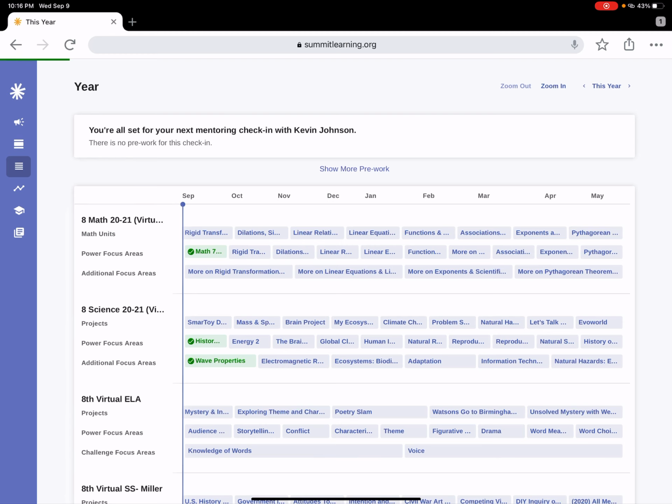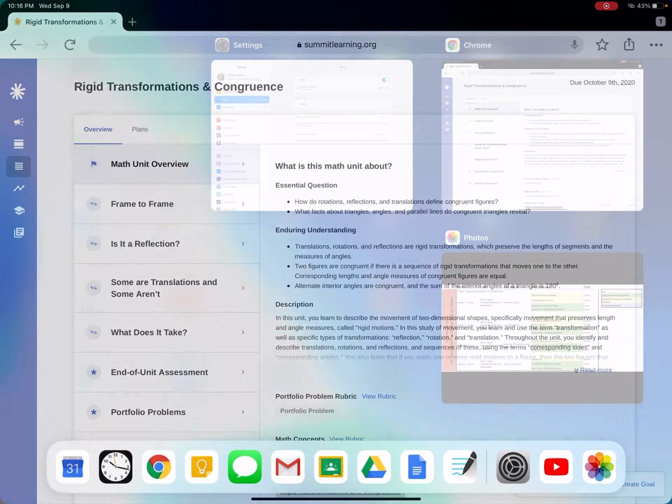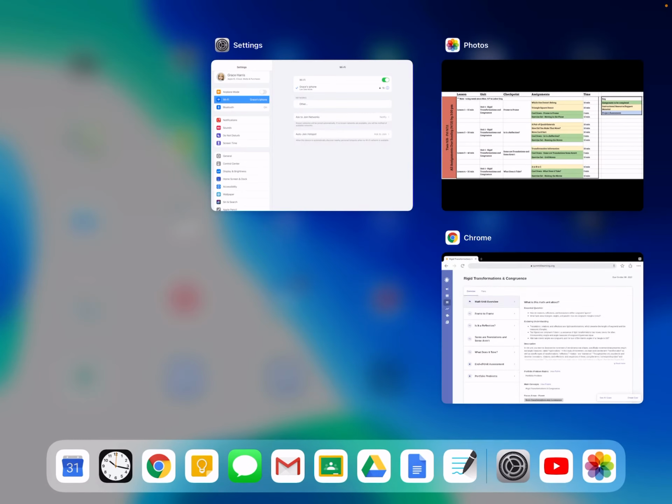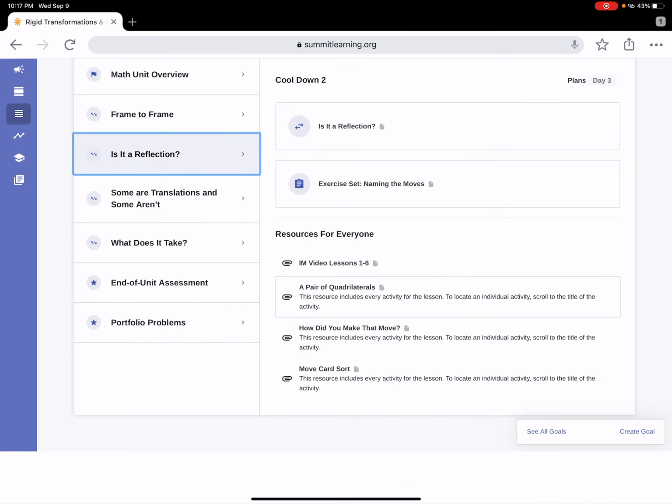Rigid transformation and congruence. We're in the, I have to go back and refresh myself. Is it a reflection? We're in that checkpoint. It's got some more videos down here that you can watch. The is it a reflection with the double arrows, that's the checkpoint document you need to complete and turn in. And then with the clipboard, the exercise set naming the moves is what you need to complete and turn in. So let's look at a few of these resources.